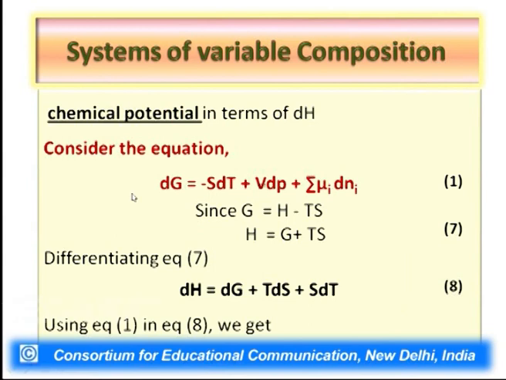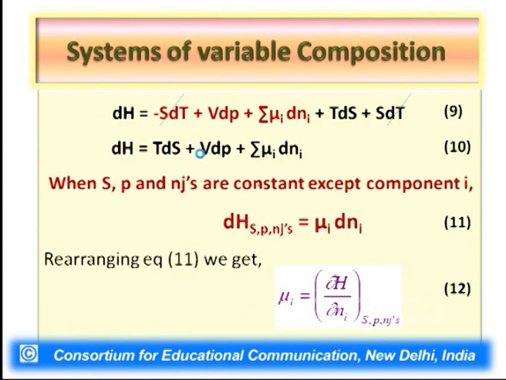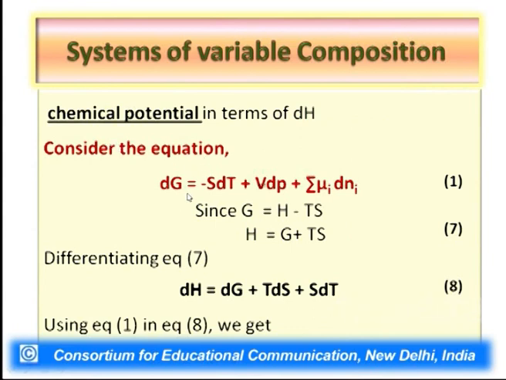So, now let us talk about chemical potential in terms of enthalpy change. Similarly, we can consider here the equation, again equation number 1 same, the dG, the change in Gibbs free energy, equal to minus SdT plus VdP plus summation mu i dni. Now, since G equal to H minus TS, so H equal to G plus TS, where we can take TS to the left side. So, what you get, H equal to G plus TS, equation 7.